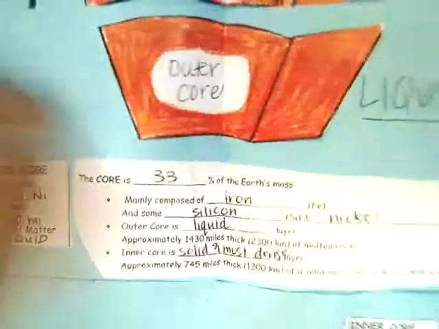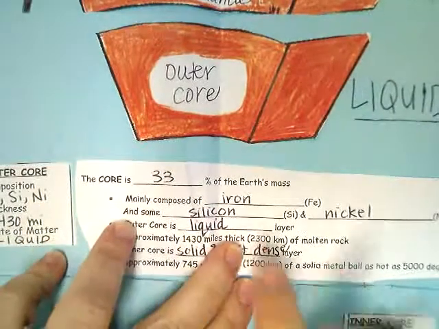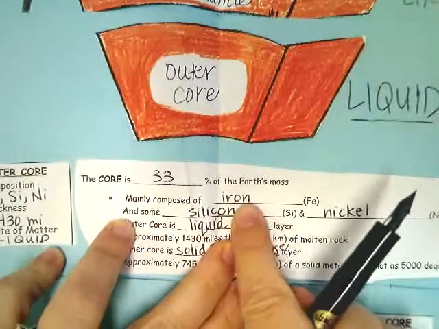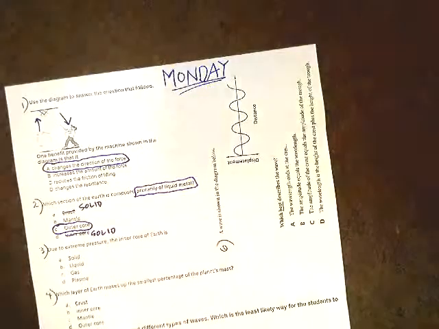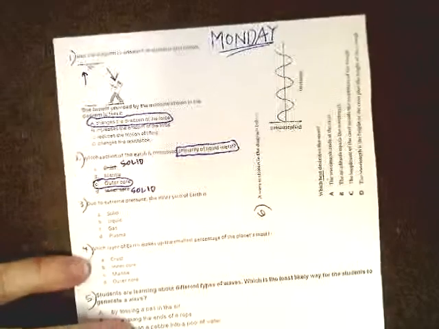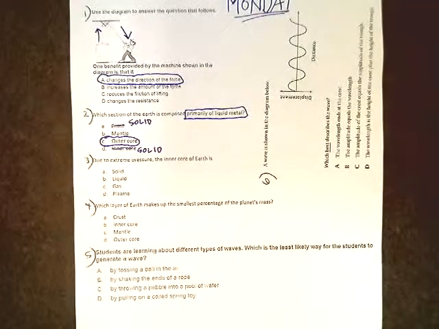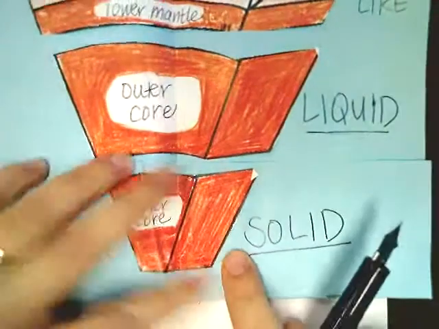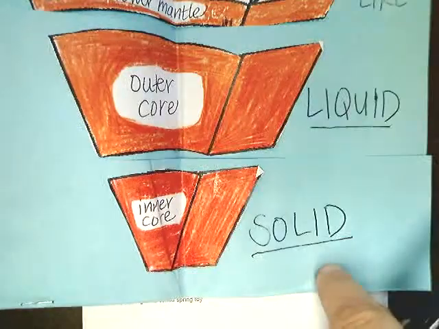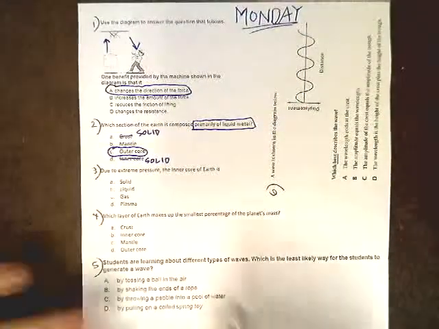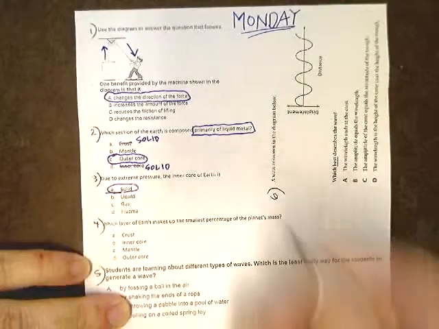Outer core is a liquid. The core is 33% of the Earth's mass. It is mainly composed of iron. That's a metal. It's a liquid. You could have looked here. Maybe you just remembered. I don't know. Hopefully, one of those two things worked for you. Due to extreme pressure, the inner core of the Earth, boom, right there, probably your own handwriting on your own foldable, the inner core of the Earth is a solid.